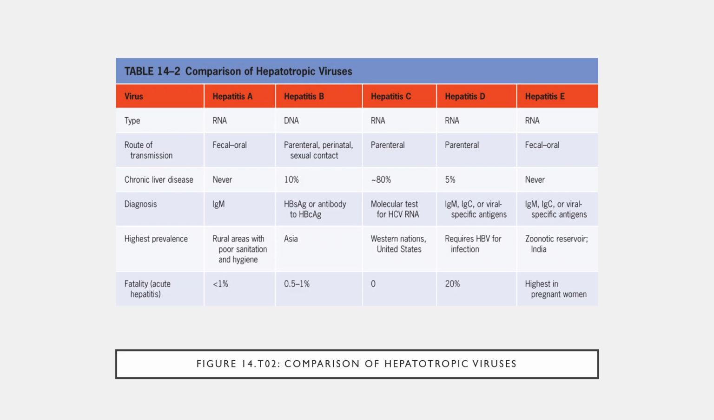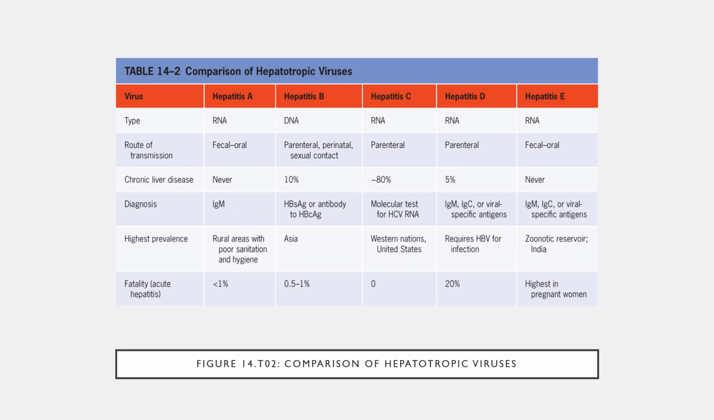The second pattern, how they spread. Ask yourself one question. Is this virus food-related or blood-related? Fecal oral would be Hep A, Hep E. Think sanitation, contaminated water, travel exposure. These tend to cause acute illness, then leave.